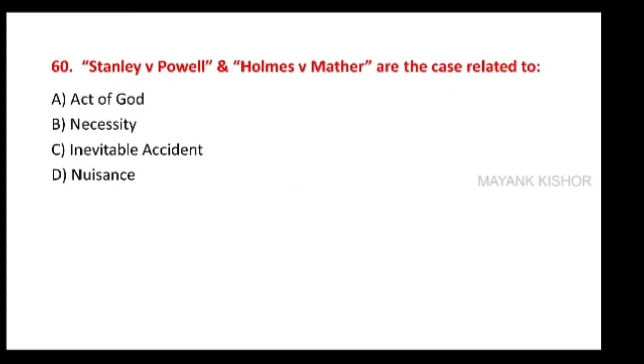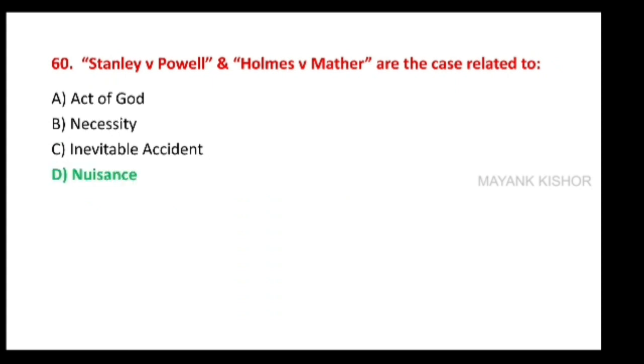Next question, question number 60. Stanley versus Powell and Holmes versus Mathur are the cases related to? Option A, act of God. Option B, necessity. Option C, inevitable accident. Option D, nuisance. And the correct answer is option D, nuisance. Stanley versus Powell and Holmes versus Mathur are the cases related to nuisance.